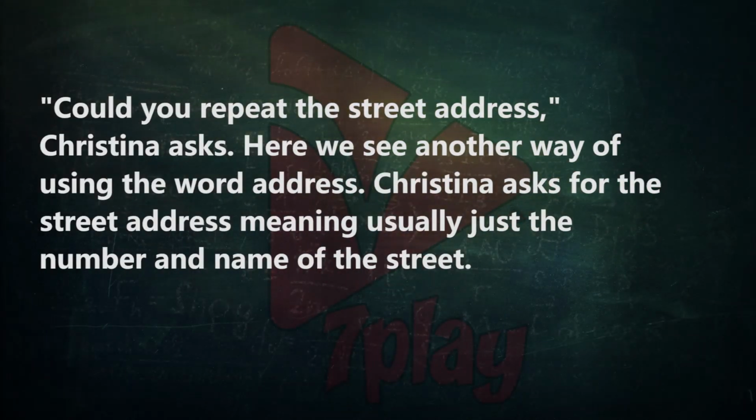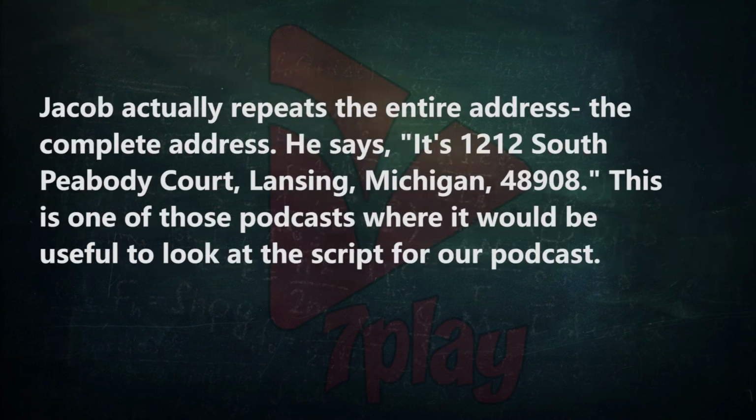"Could you repeat the street address?" Christina asks. Here we see another way of using the word address. Christina asks for the street address, meaning usually just the number and name of the street. Jacob actually repeats the entire address, the complete address. He says it's 1212 South Peabody Court, Lansing, Michigan, 48908.